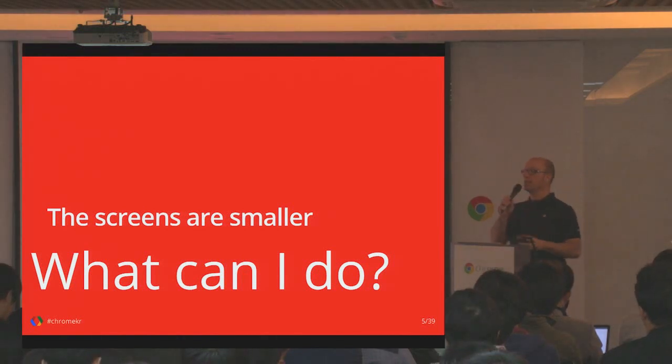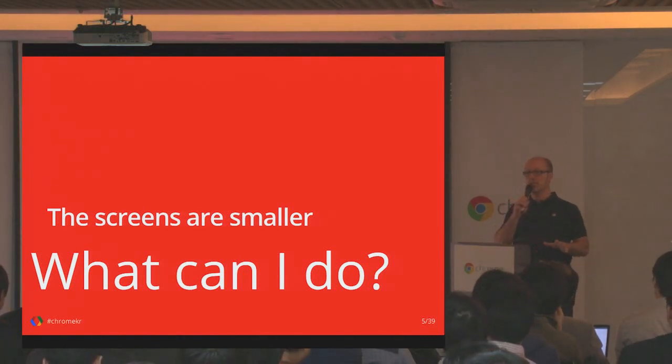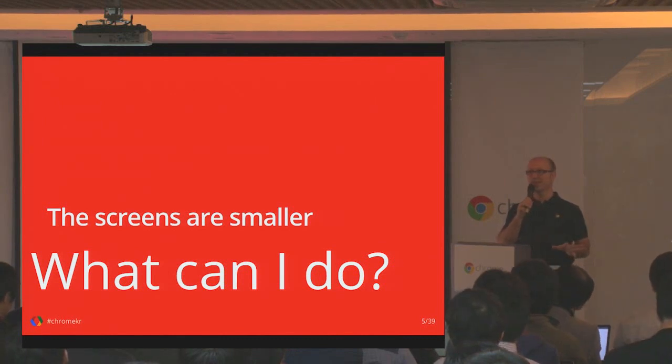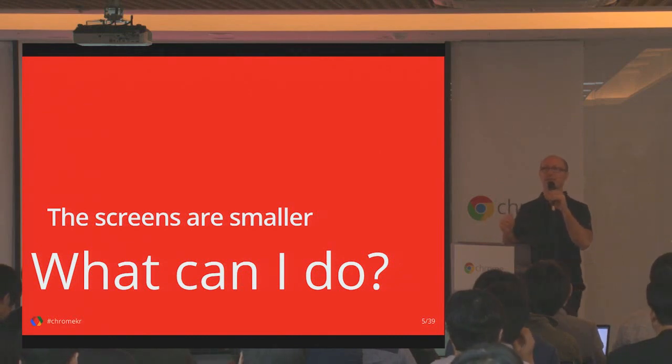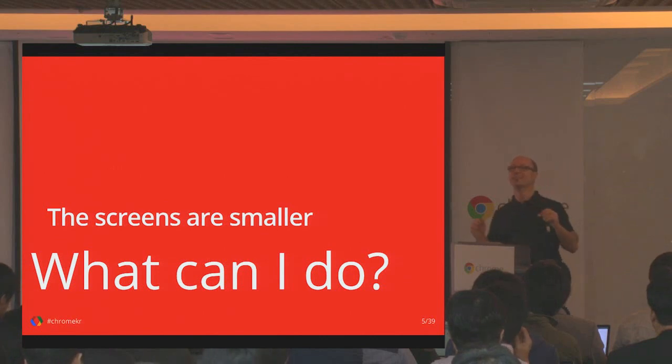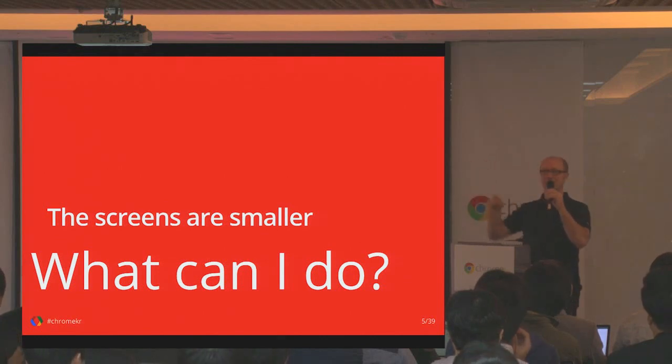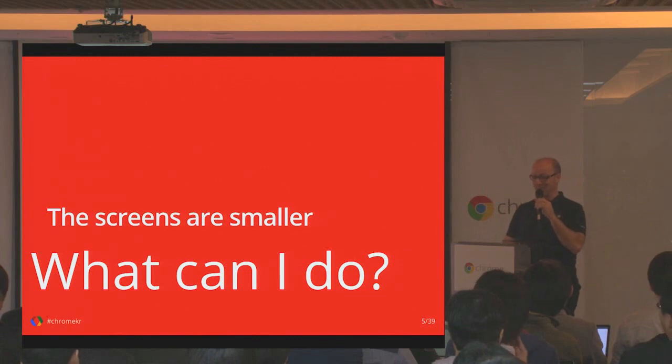All right, the difference between a desktop web application and a mobile web application is the size of the screen. That's the main difference in criteria. This makes development difficult. Who has difficulty developing for mobile devices? A few people over here. I'm sure everybody does. All right.